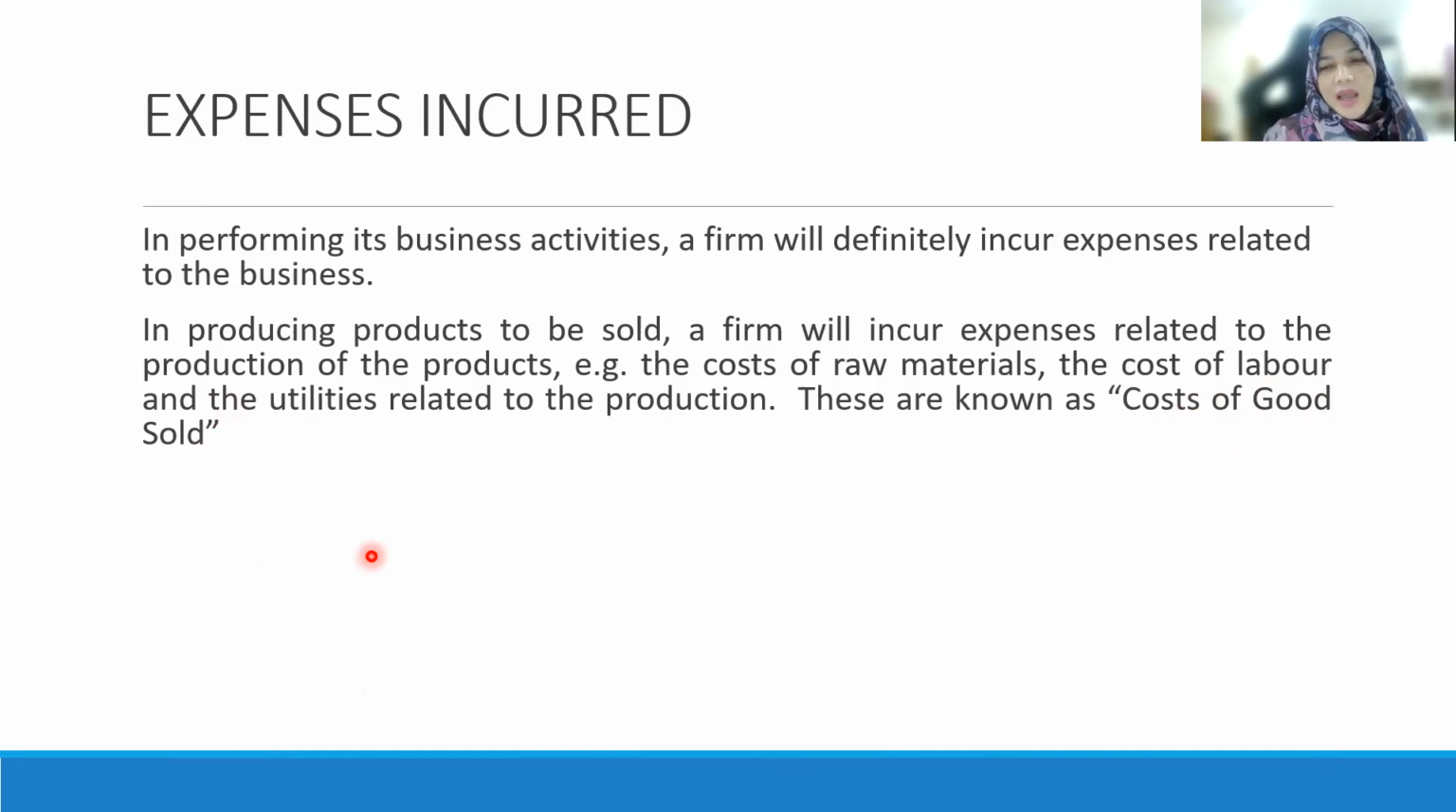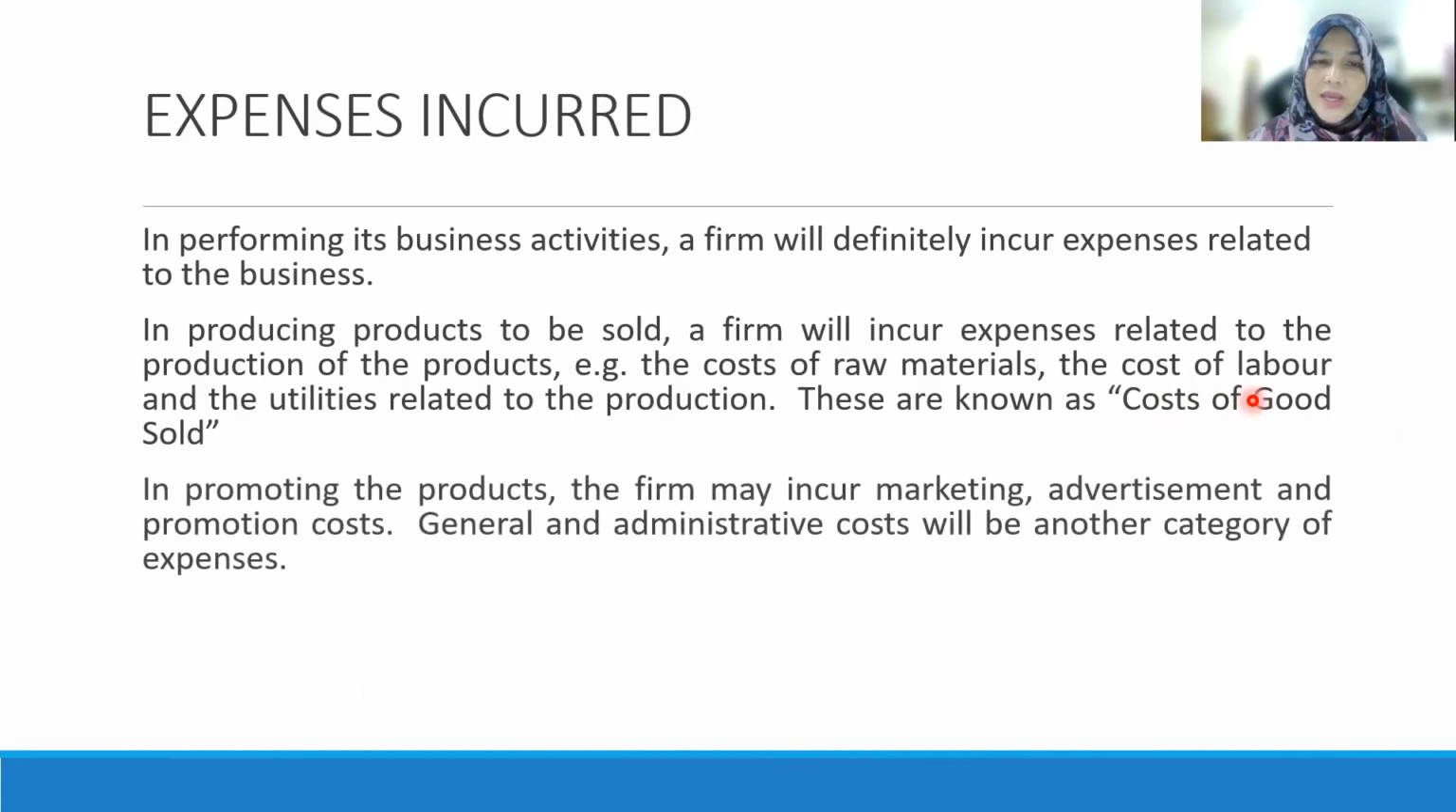Yes, for example, out of, let's say, 1 million cartons of instant noodles for that year, Nestle managed to sell only 500,000. So they will calculate the cost of goods sold, the cost of the 500,000 cartons of instant noodles that managed to be sold, in order to identify the profit from the sale of those 500,000 cartons. So they will calculate the cost of producing the 500,000 cartons of instant noodles. That is known as cost of goods sold.